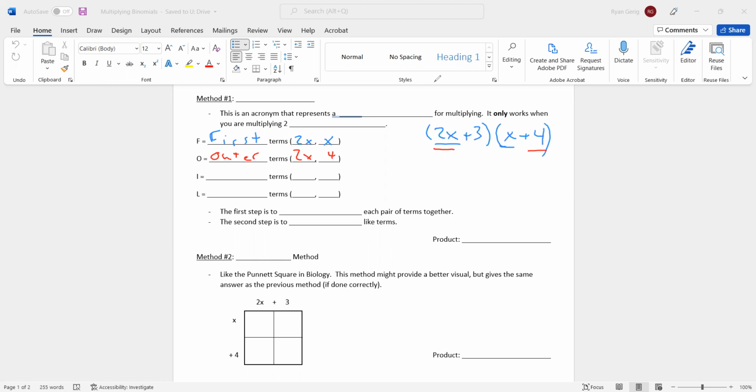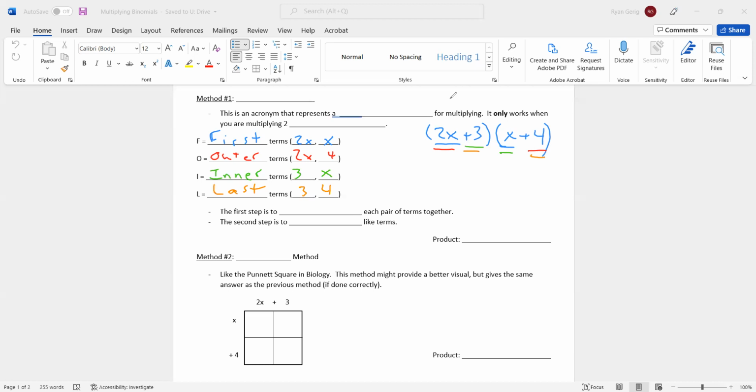You might be able to guess what the next one would be. The I stands for the inner terms, which are basically the opposite of the outer. So that would be 3 and x. Last one, just kind of said it. L stands for the last terms. And we're talking the last terms in the binomials. So 3 times 4. And you can see I use different colors, and each term has 2 lines underneath it. It's a different combination of colors, which is good. It means we're multiplying each term by the other binomial.